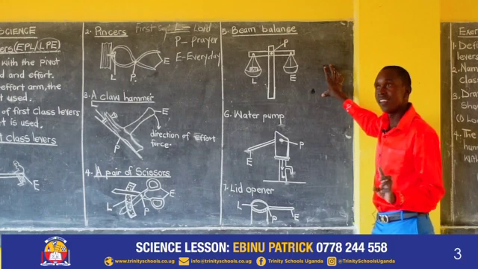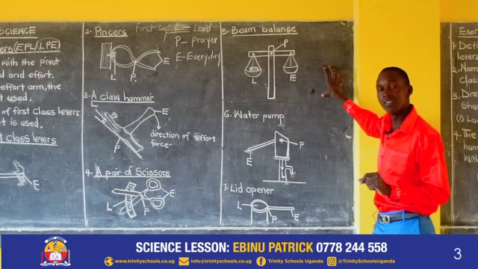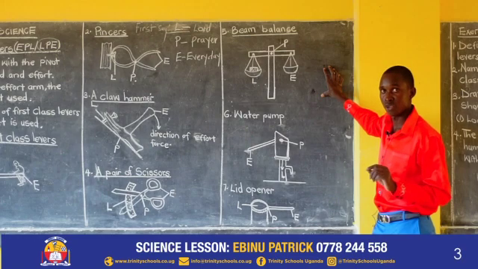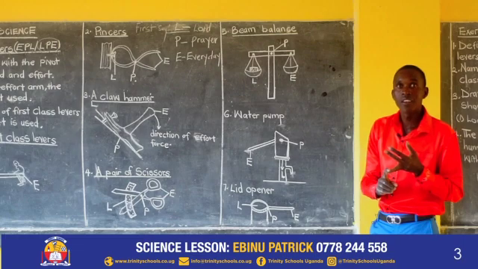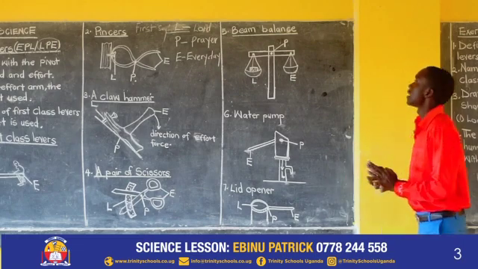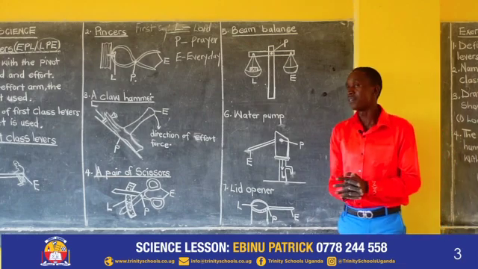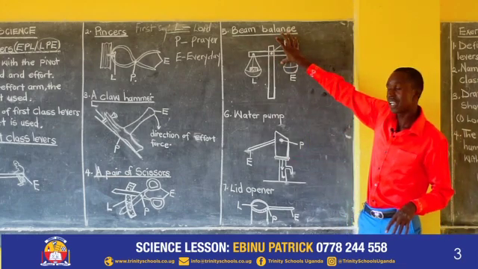Then we also have what we call the spring balance. I believe you learned about those things in primary 5 when you talked about measurements. Spring balance, weighing scale, and beam balance are some of the types of scales that we have. So this one here is another example of a first-class lever.